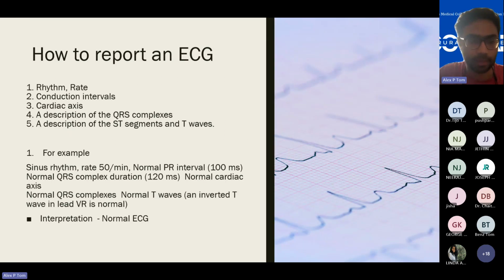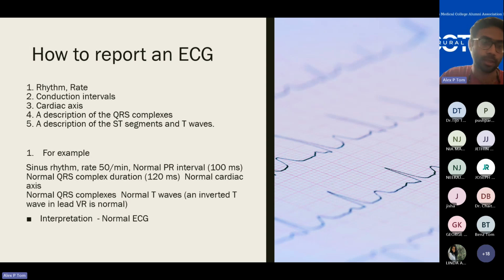Okay, then comes how to report an ECG. It's easy to say an ECG is normal, or just to say there's an MI or there's an arrhythmia or something like that. But just saying one word won't do complete justice to an ECG. So how you report an ECG, it's important to have a systematic approach to it. Here's an example for that.